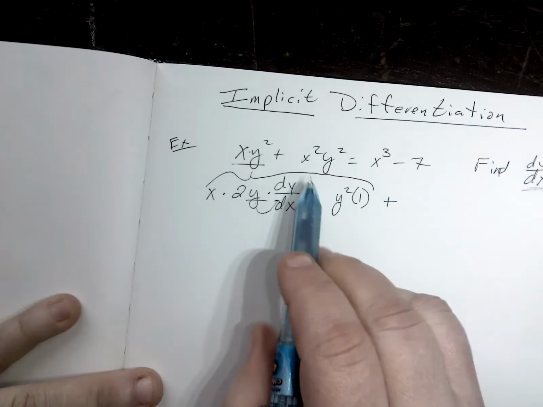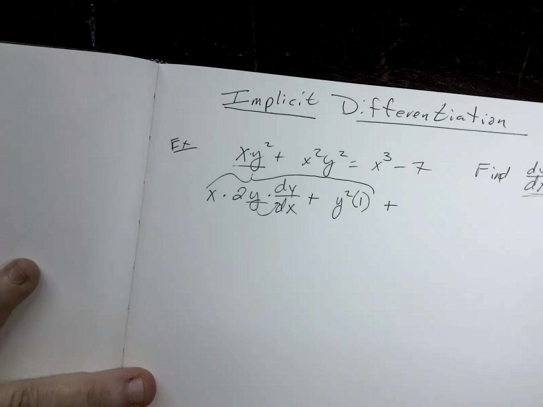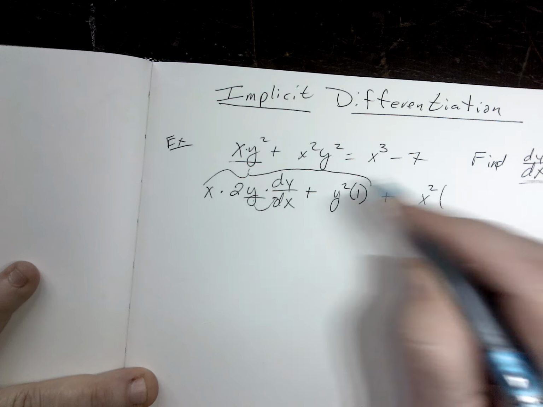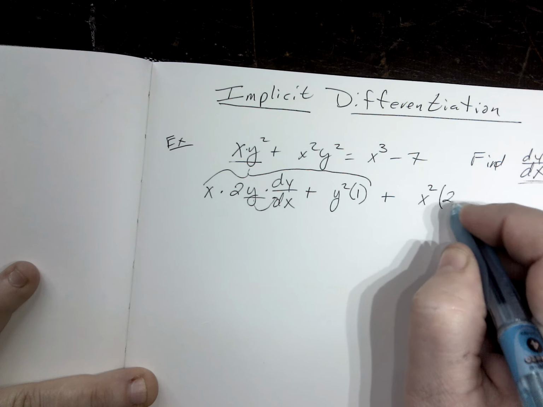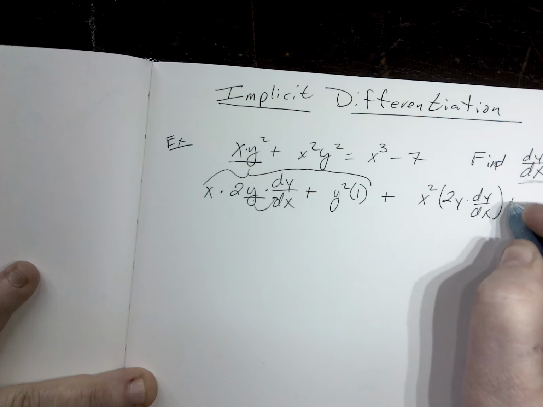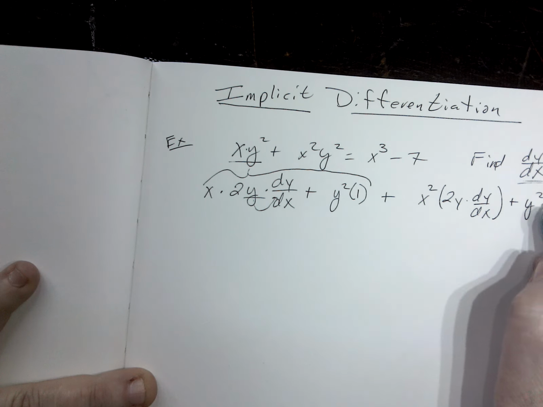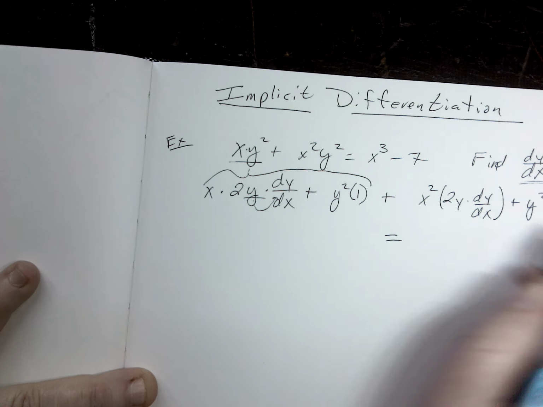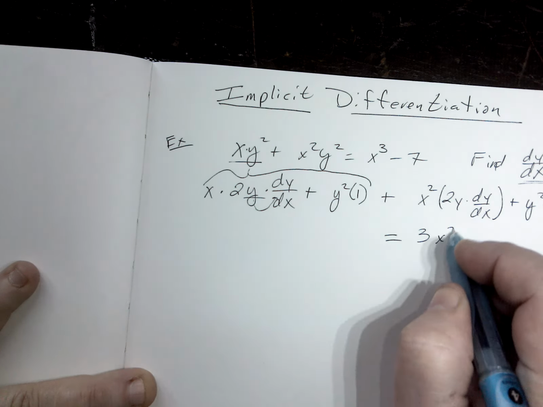So all this came from that first expression. Now I've got an x squared y squared. Again, I've got the product rule. So I want the first, x squared, times the derivative of the second, which is 2y dy/dx, plus the second times the derivative of the first, 2x. And that equals 3x squared.